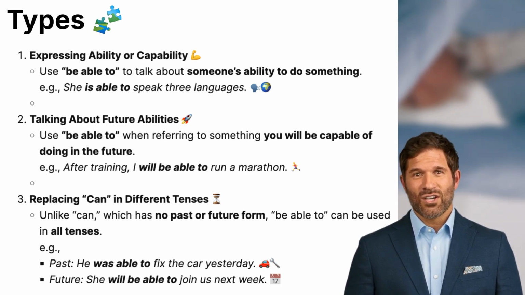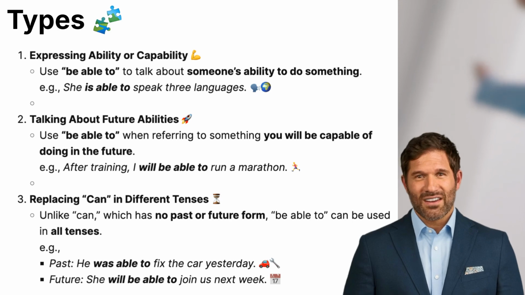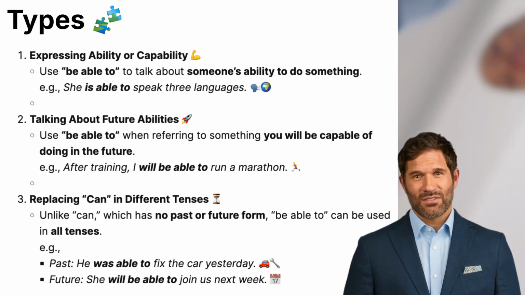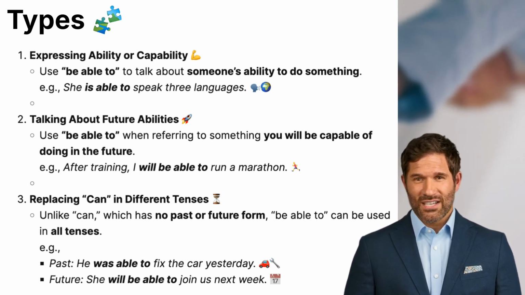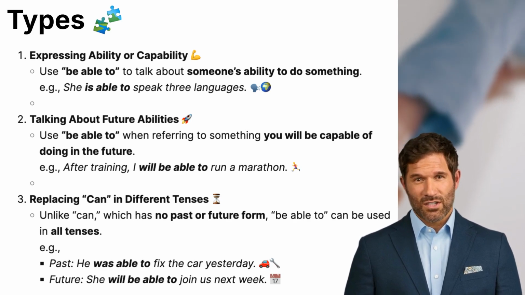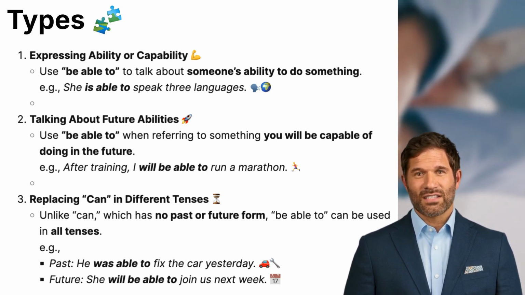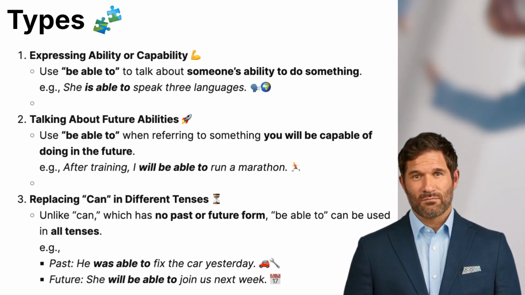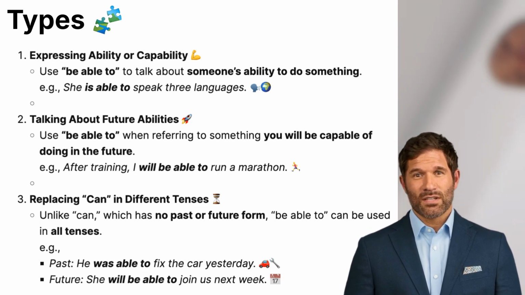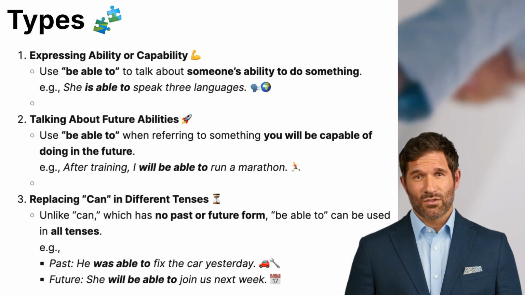Example. After training, I will be able to run a marathon. Right now, running a marathon might be difficult, but in the future, after training, it will be possible. More examples. One day you will be able to speak English fluently. After practice, she will be able to play the piano well. Use be able to for skills or abilities that haven't developed yet but will in the future.